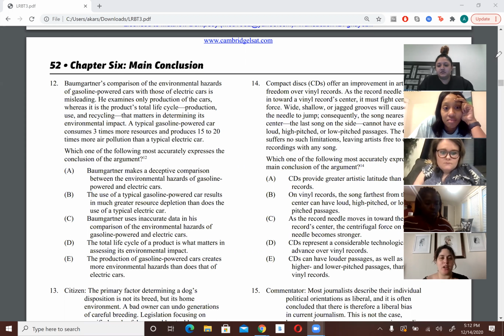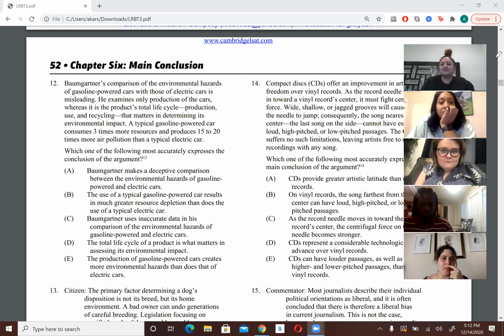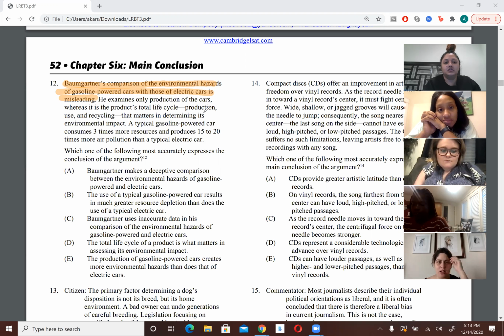So I initially got this one wrong, and then I figured out why. So I think it's basically that first sentence, that Baumgartner's comparison of the environmental hazards of gasoline-powered cars with those of electric is misleading. Awesome. What did you originally say that it was? I originally thought it was actually that second part.